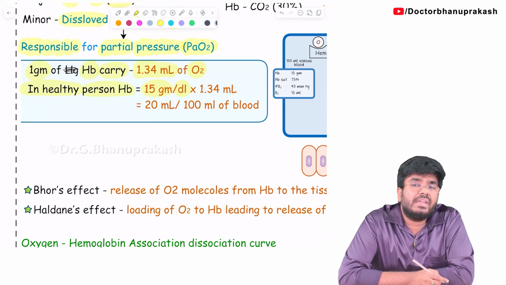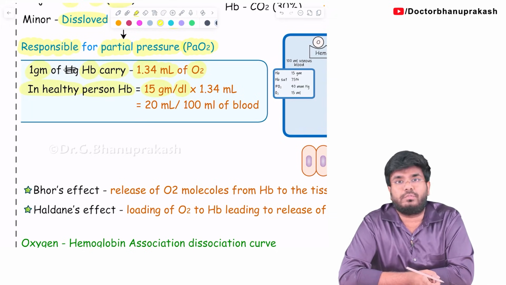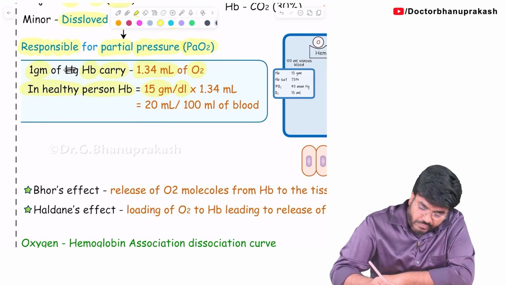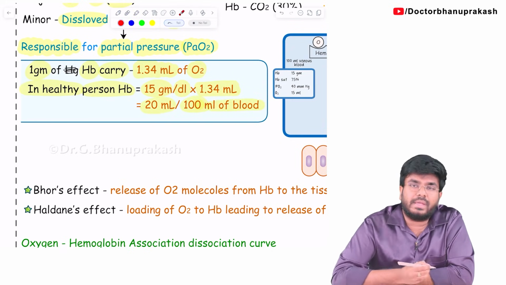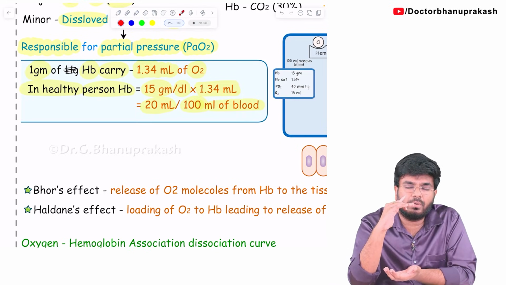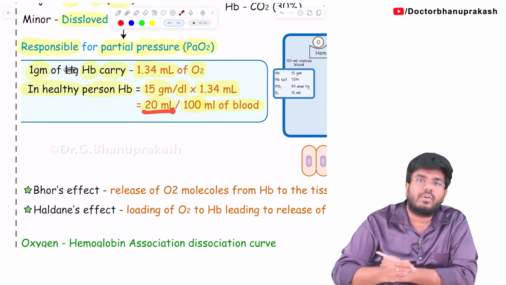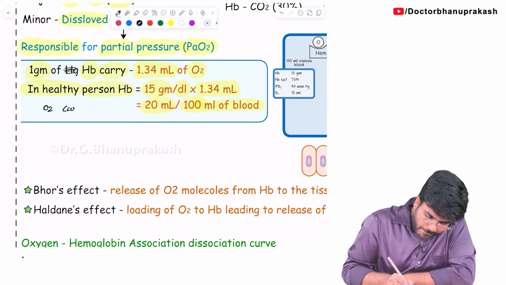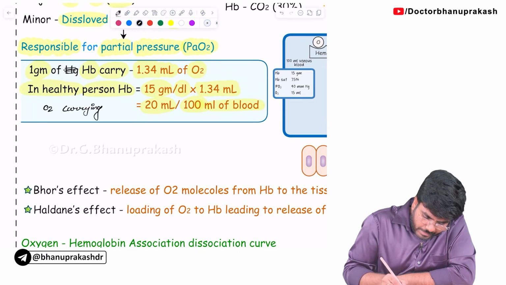So tell me, every gram can carry 1.34 ml of oxygen. So 15 into 1.34, how much? That is 20 ml per every 100 ml of blood. So from today, you have to know that your 100 ml of arterial blood, not the venous blood, arterial blood, carries how much oxygen? 20 ml of oxygen. That's the oxygen carrying capacity. Okay, this is how to calculate the oxygen carrying capacity.